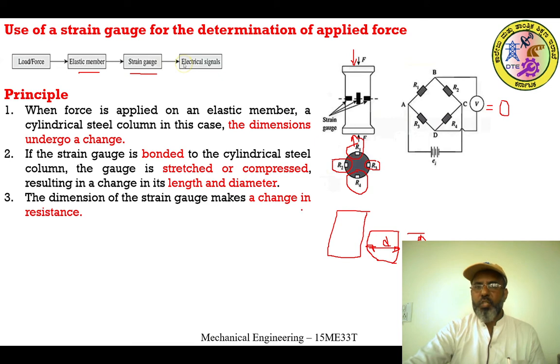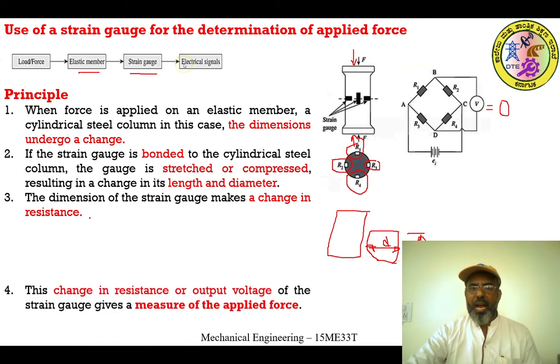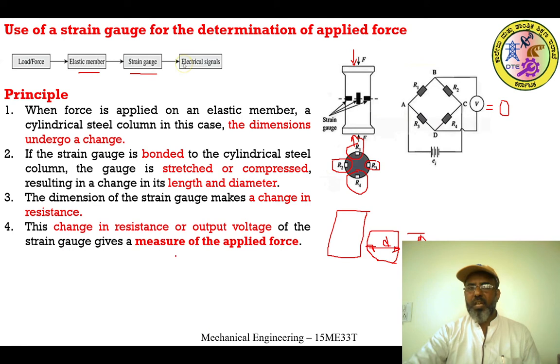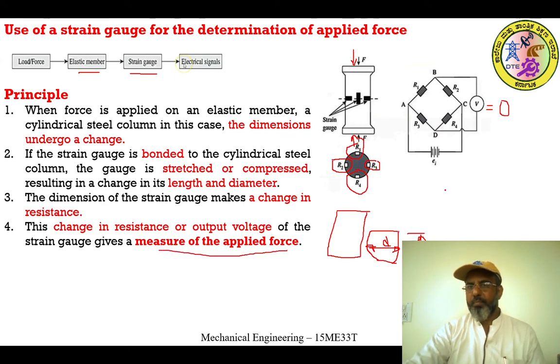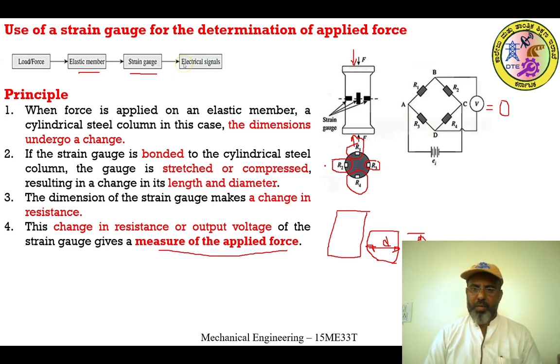Therefore, there will be change in resistance. When there is a change in the dimension of a strain gauge, its resistance will change, and that change in resistance gives the applied force, or change in resistance is directly proportional to the applied force. This is the basic principle employed in strain gauge type load cell.